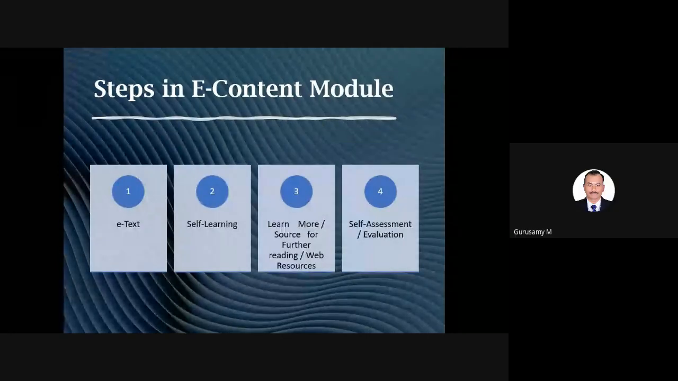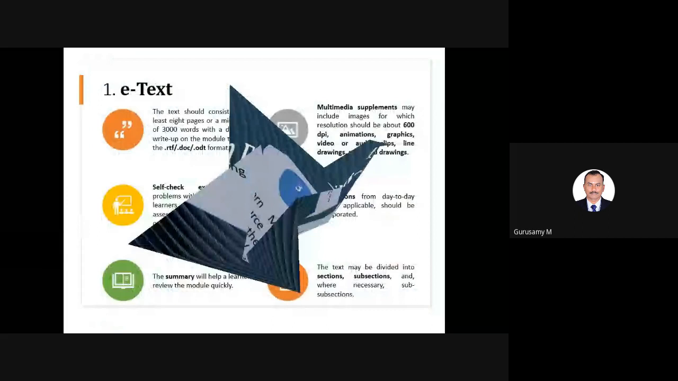Okay. Right. So there are four steps involved in the e-content model. Now I'll explain them one by one. The first one is e-text. E-text means a minimum of 8 pages.